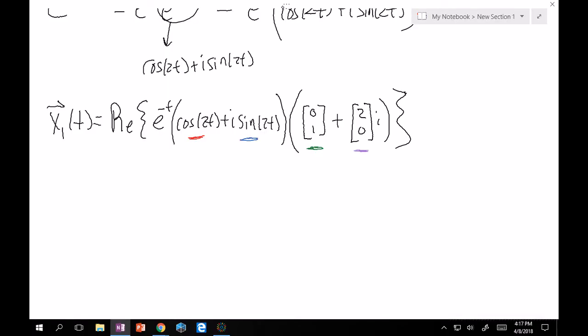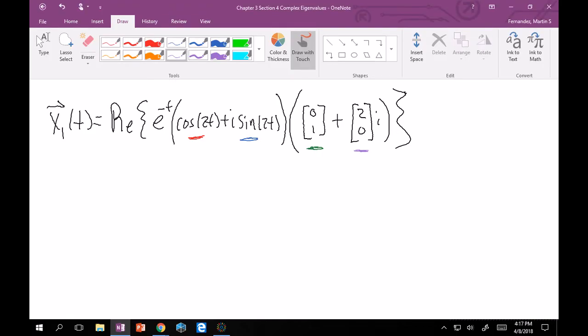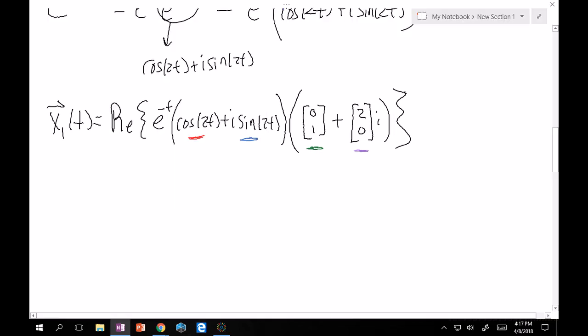Okay, you need to ask yourself, what will be real and what will not be real in this case? So think about it. If we multiply this part with this part, so red with green, this is something real, cosine 2t times 0, 1. Everything about this is real. Therefore, we're going to get something real. So that is going to play a role. And then if we multiply the blue with the purple, i times i is just negative 1, which is real. So that's our only two contributions for the real part inside this squiggly bracket.